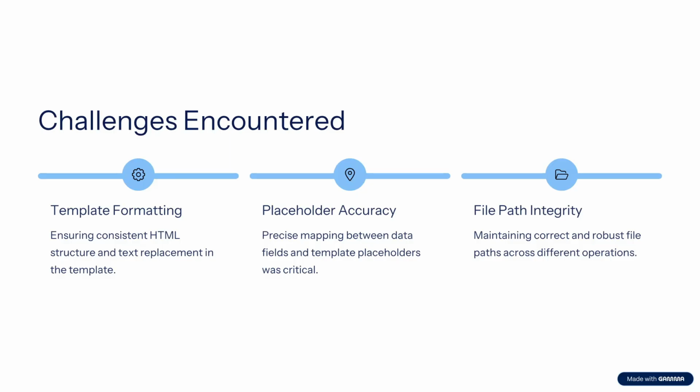Challenges encountered. While working on this automation, I ran into a few key challenges. First, maintaining the formatting of the HTML templates was tricky while replacing content dynamically. Second, ensuring the accurate mapping between CSV fields and template placeholders required careful attention. Third, I had to make sure all the file paths were valid and worked reliably across systems.